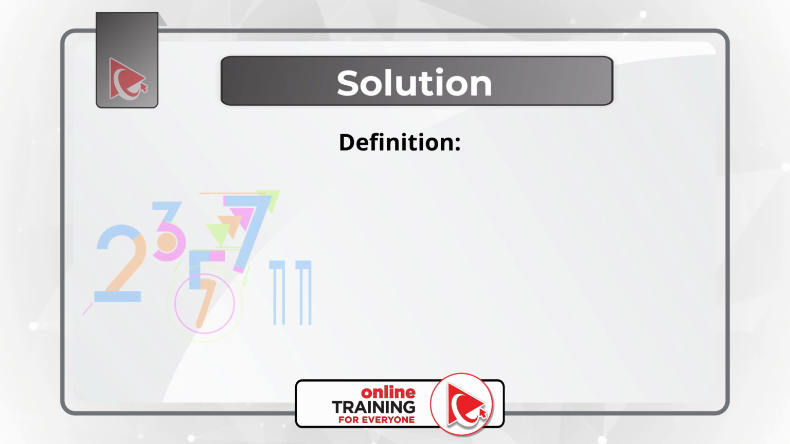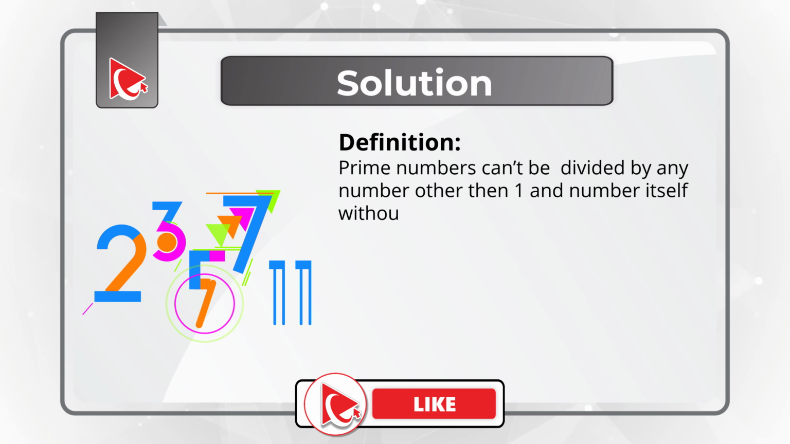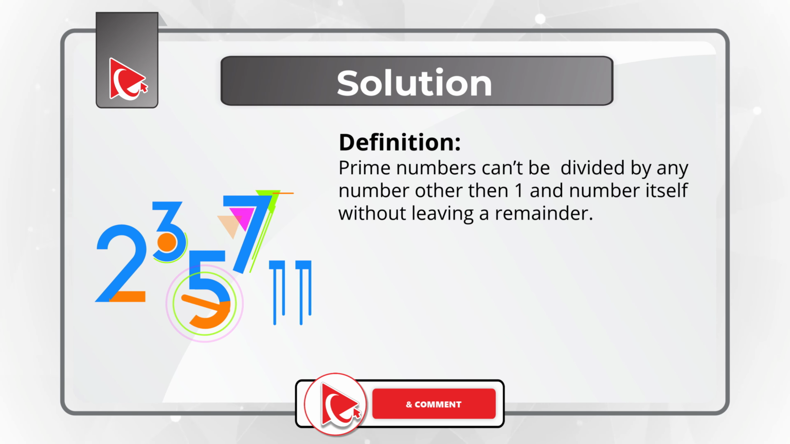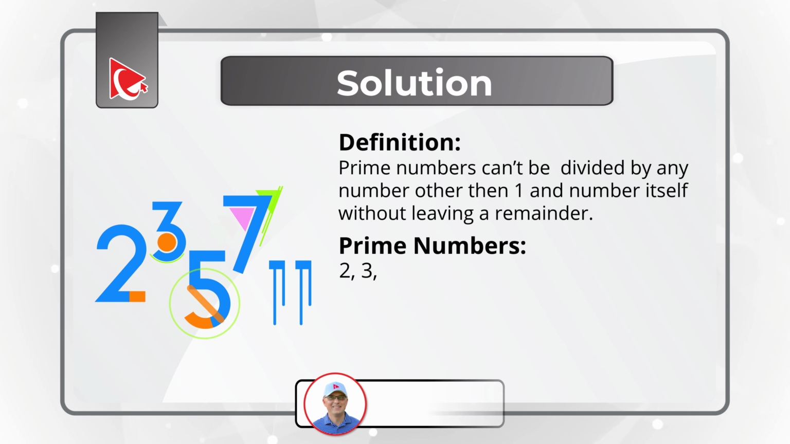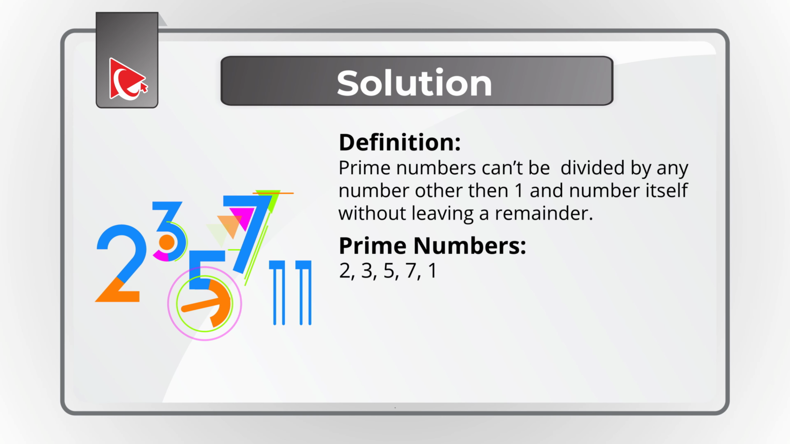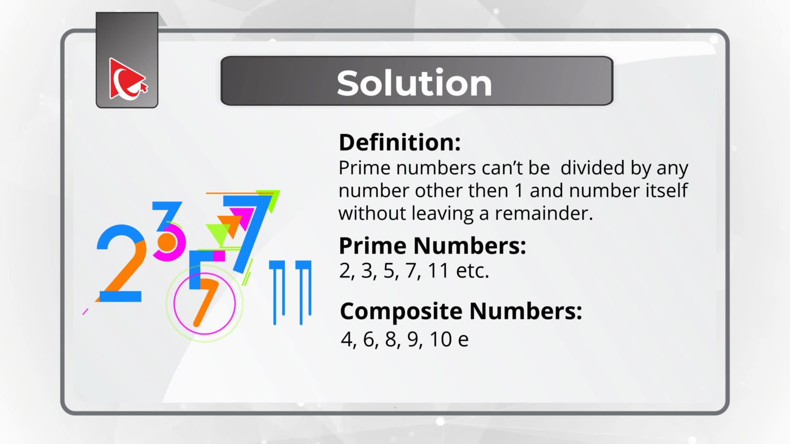Prime numbers cannot be divided by any number other than 1 and the number itself without leaving a remainder. Some examples of prime numbers would be 2, 3, 5, 7, 11, and you can continue the chain. The opposite of prime numbers are composite numbers, and examples of those would be 4, which could be divided by 2, 6, which could be divided by 2 and 3, 8, which could be divided by 2 and 4, 9, 10, and you can continue the sequence.